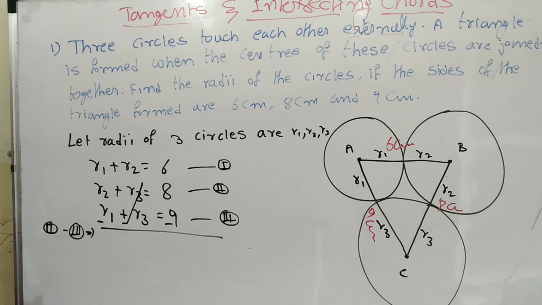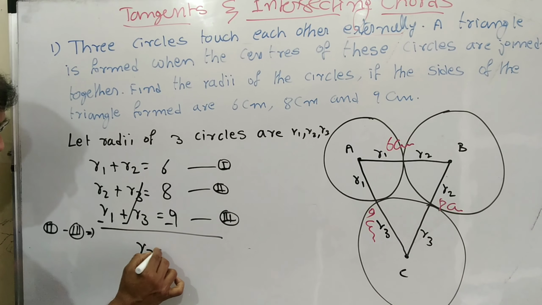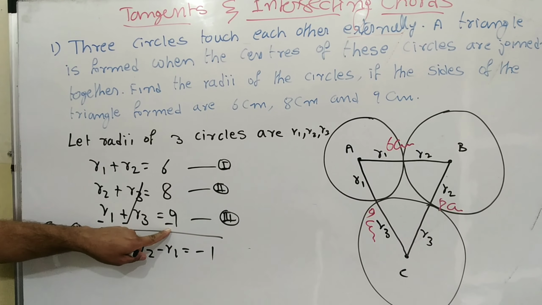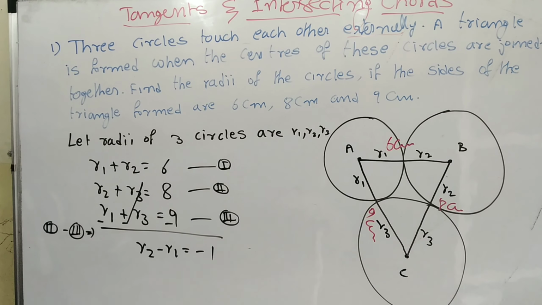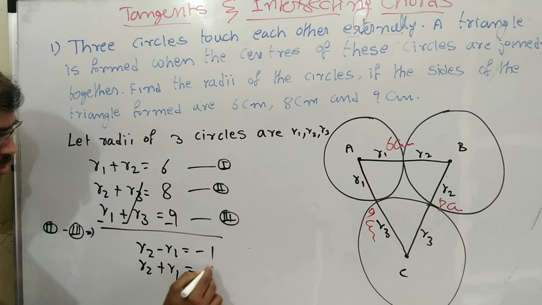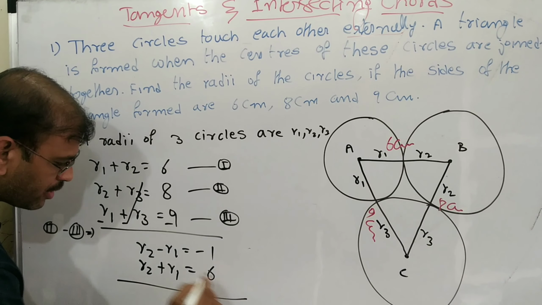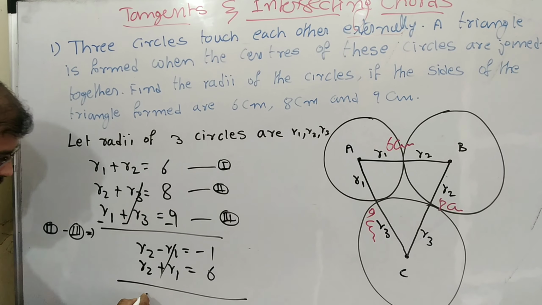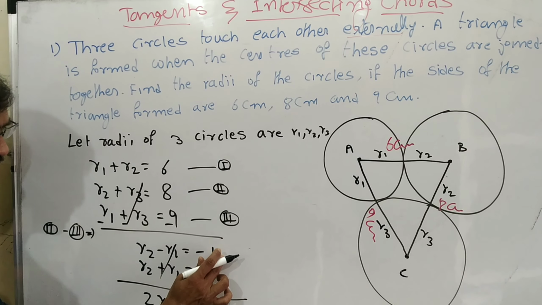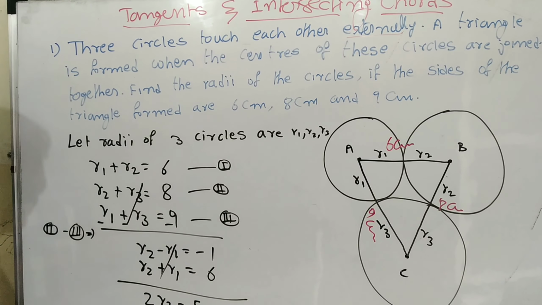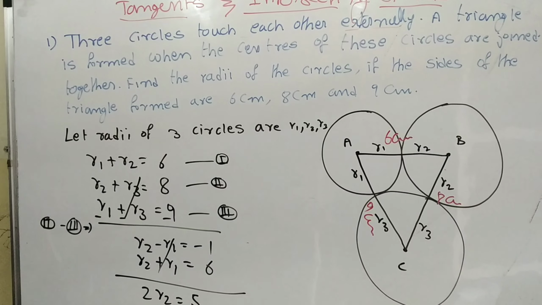So R3 will get cancelled. Now what is remaining here? R2 minus R1 equal to minus 1, because 8 minus 9 you are getting as minus 1. Now take the first equation. In the first equation I can write R2 plus R1 also as 6, because I have changed the order. Now add these two equations. Then what am I going to get here? 2R2 equal to 6 minus 1, that is 5. R2 equal to 2.5. 5 divided by 2, you will get 2.5. R2 value is 2.5 centimeter.